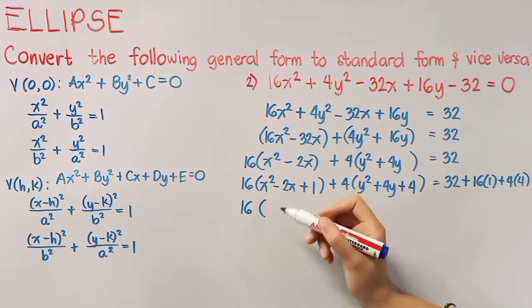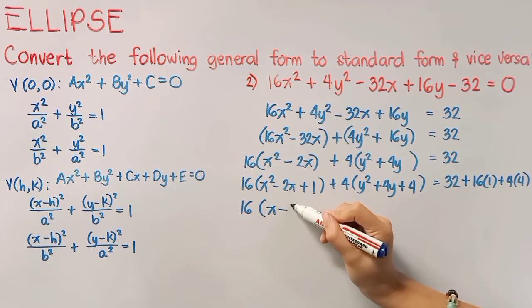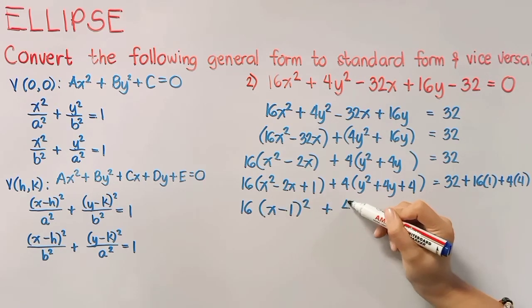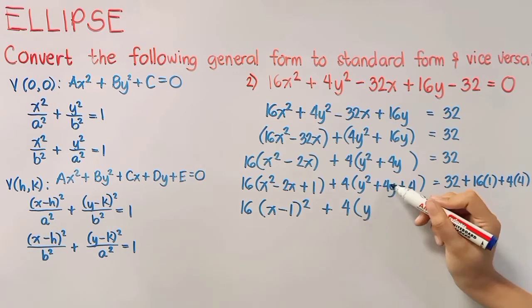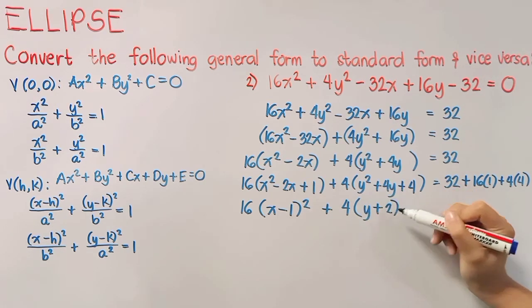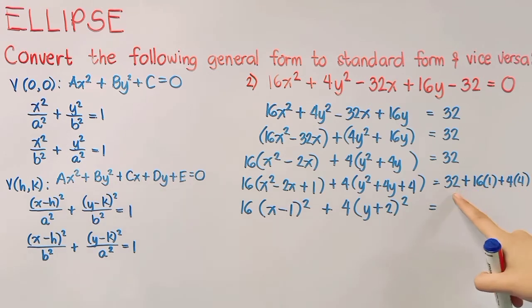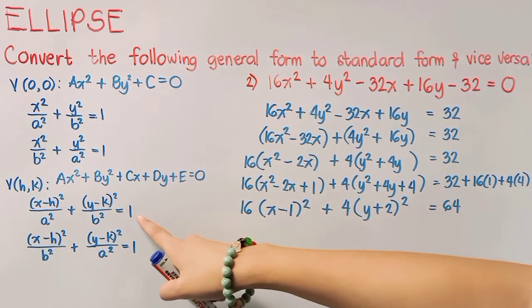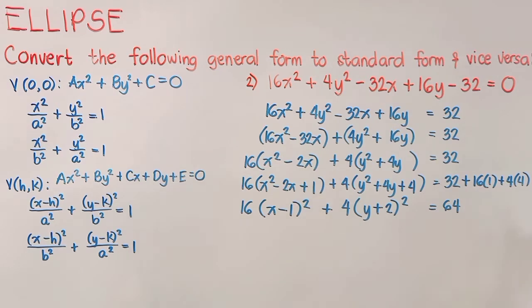In the first group, we have x minus 1 that is taken from negative 2 divided by 2, and in our second group, we have y plus 2 that is taken from 4 divided by 2, and operating the numbers here, we'll have 64. Going back to our expected answer, our right side should be 1.